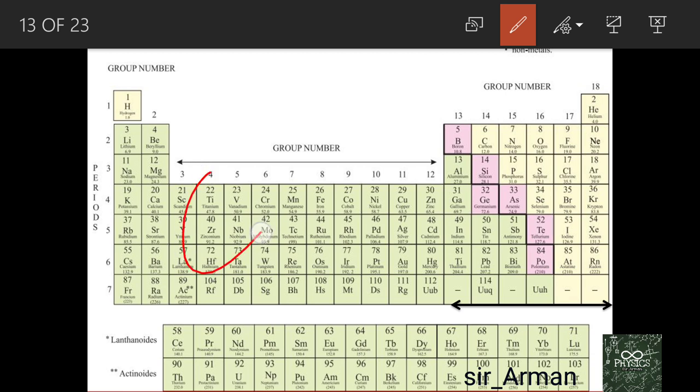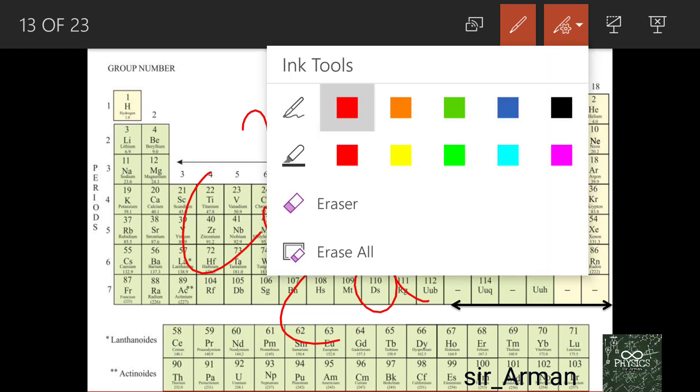For example, copper. Copper has valency plus 2. Also it has valency plus 1. So it has two types of valency, that is, it has multiple valencies. Similarly, iron also has multiple valencies. So this type of elements which have multiple valency are known as transition elements.